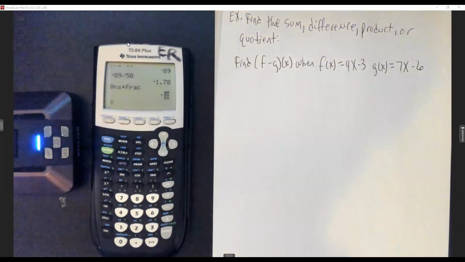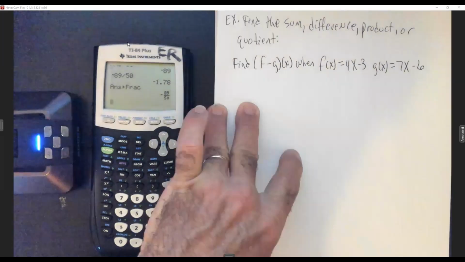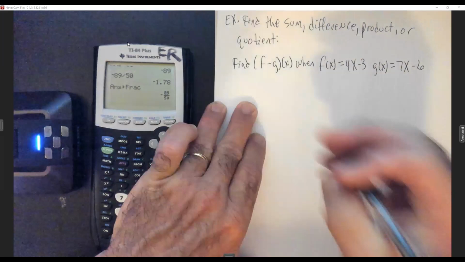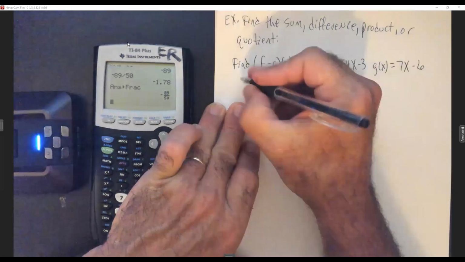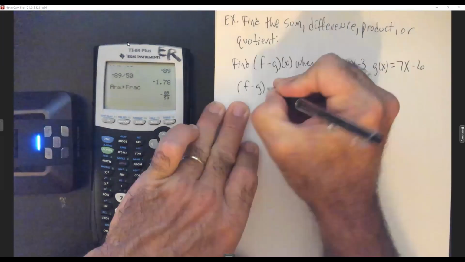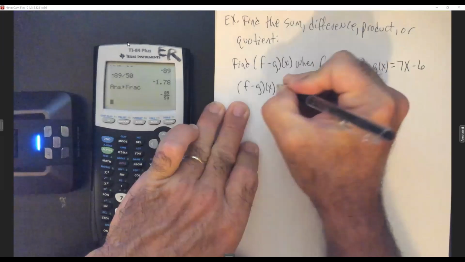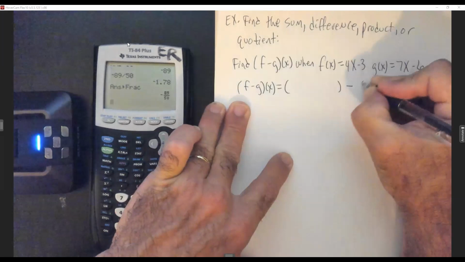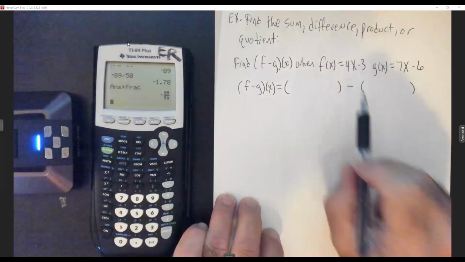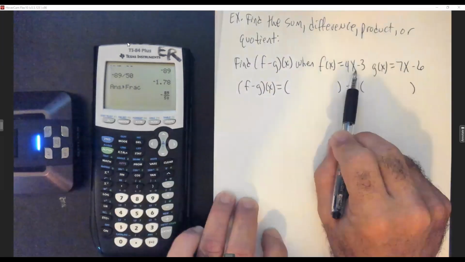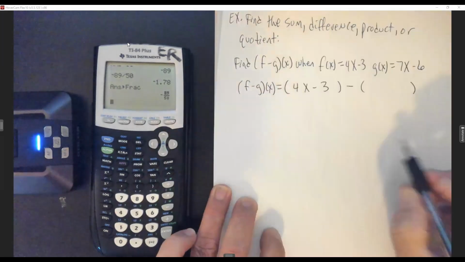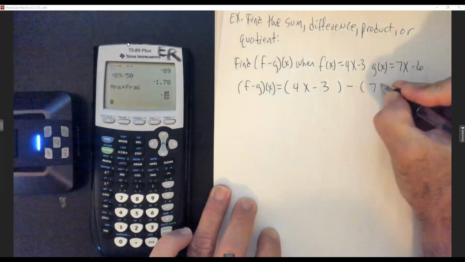And y'all, I'll tell you what, this problem gives people more fits than anything. So let's see what we got. We got f minus g of x is going to equal my f of x minus my g of x. So they're giving me f of x is 4x minus 3. They're giving me g of x is a 7x minus 6.